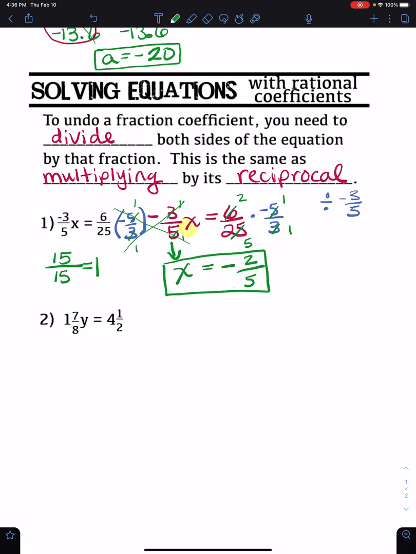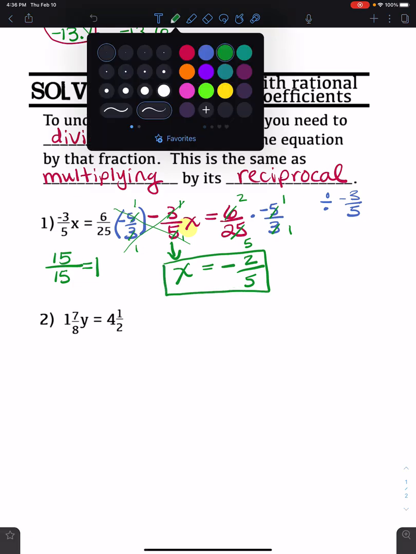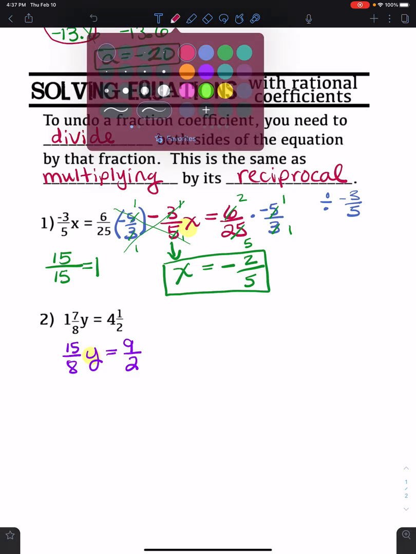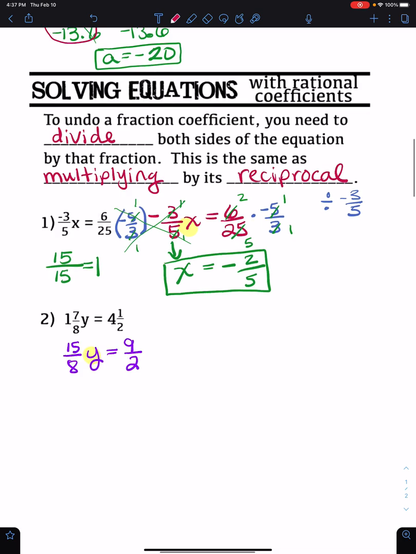The next example has mixed numbers, so we definitely want to change those first to improper fractions. So I'll do 1 times 8 is 8, plus 7 is 15. Keep the denominator the same. And 4 times 2 is 8, plus 1 is 9. Keep the denominator the same. Look for that variable. Since it's being multiplied by 15/8, the opposite operation would be to divide by 15/8, and dividing by 15/8 is like multiplying by 8/15.